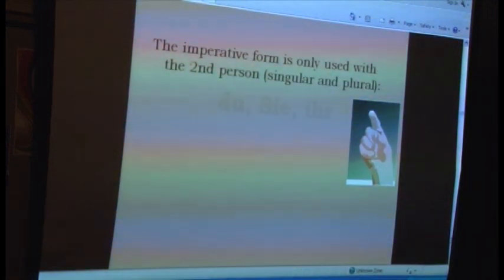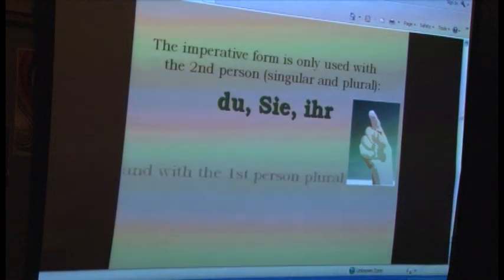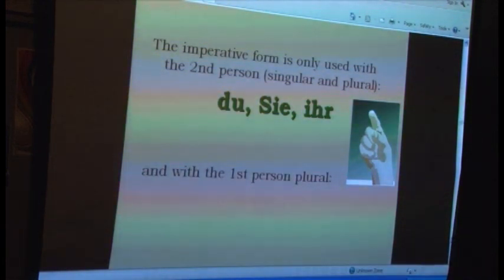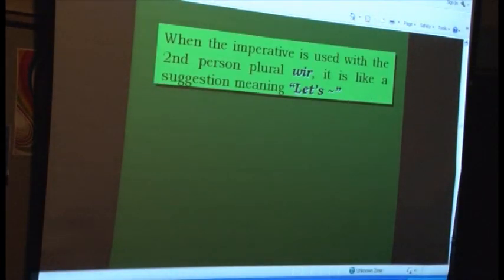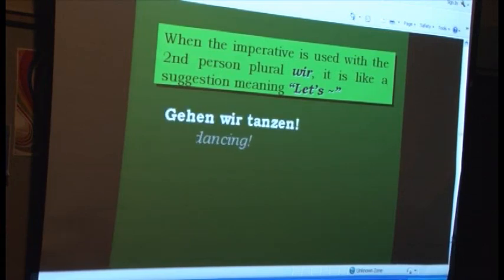And there's 3 forms like we just said. And there's also a wir imperative. The book does not cover this, so don't worry about it. The wir imperative is the equivalent of your let's do this, let's do that. Gehen wir ins Kino, let's go to the movies. Gehen wir tanzen, let's go dancing.